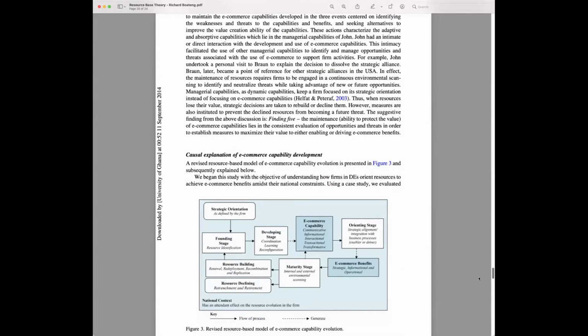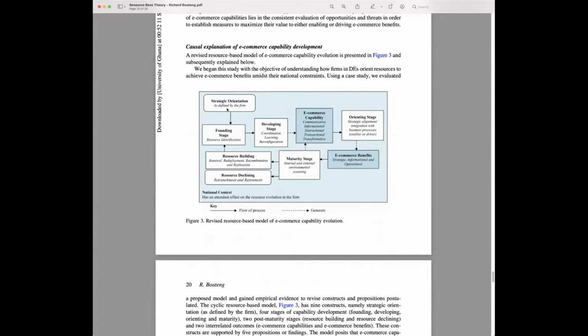Now look at what is happening. There's another variable that is coming here. Strategic orientation is what triggers the whole thing. It goes to founding, and goes to developing, and then, it doesn't go to maturity, rather it goes to e-commerce capability, then goes to an orientating stage, which is just to be there. After it has been orientated, the benefits will be generated. That will go to the maturity.